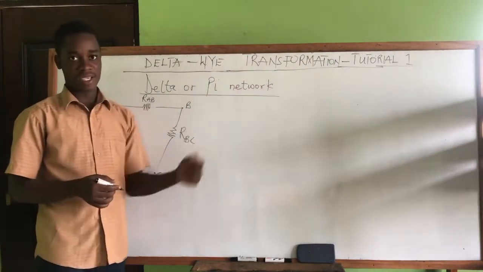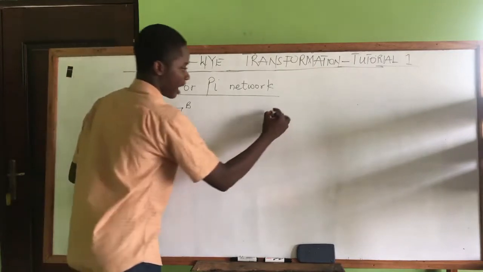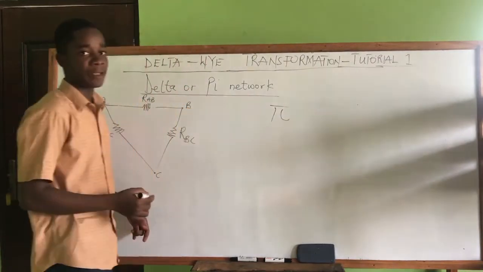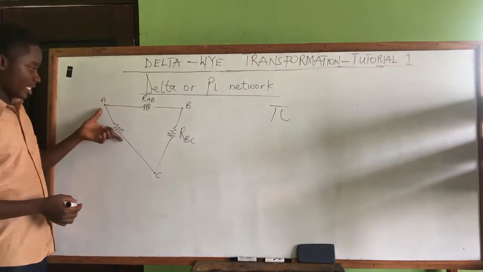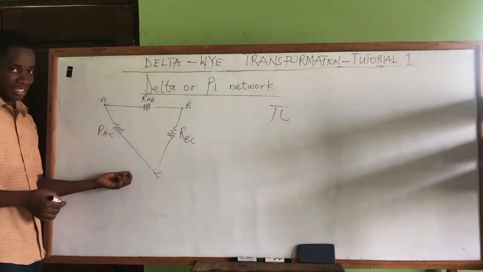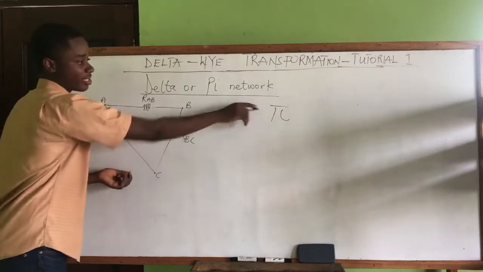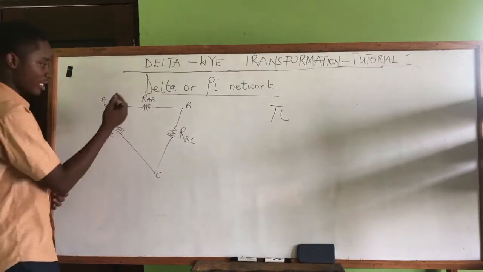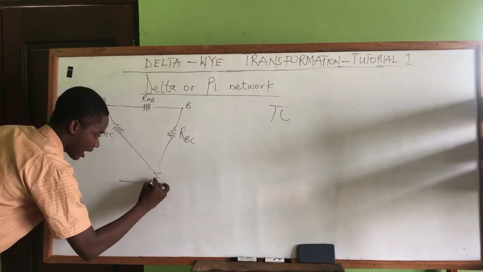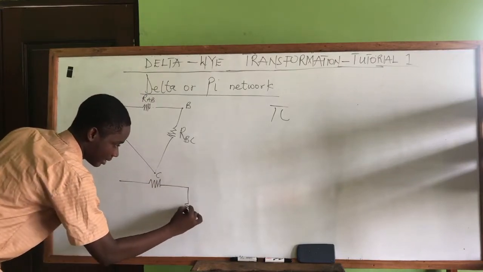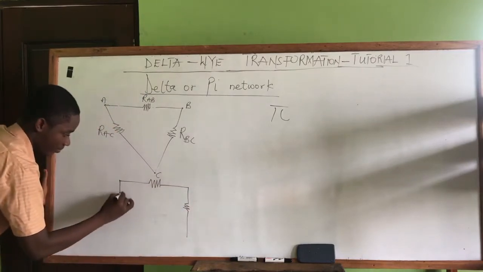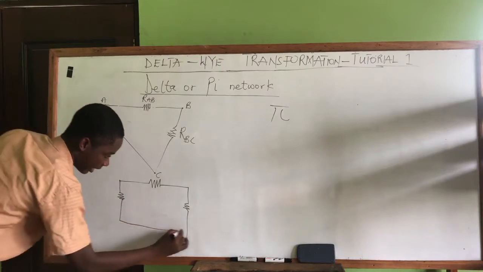So this delta is also known as a pi network. We know from mathematics that pi looks like this, the shape of a pi. When I take this branch here and straighten the wire, and I also take this branch here and straighten it, it looks like a pi. So the delta is also a pi network, and this is how the pi looks like.